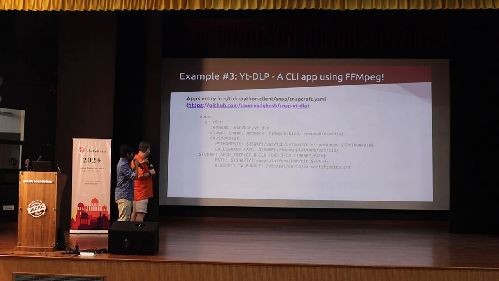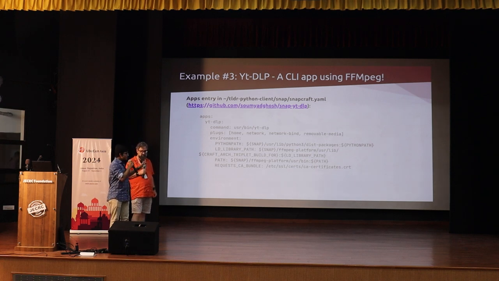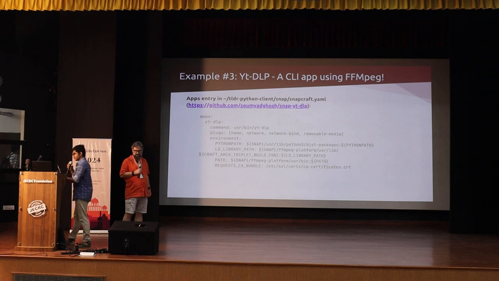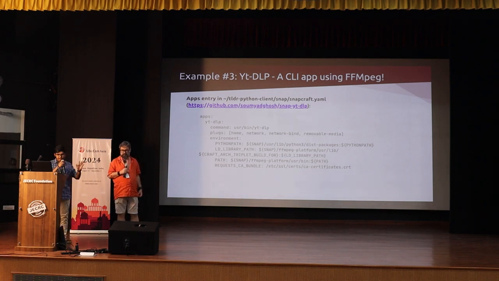Now, this one is also interesting, because as we are doing the same with the LD_LIBRARY_PATH, we are doing the same for the PATH, so that it can find the ffmpeg binaries, which are in the ffmpeg-platform. This one is actually REQUESTS_CA_BUNDLE, so that yt-dlp looks into the CA bundle that is in the host directory, not the one shipped by the requests Python module. This is not actually that important. It's just a fix for our previous solution. So let's go to the next slide.